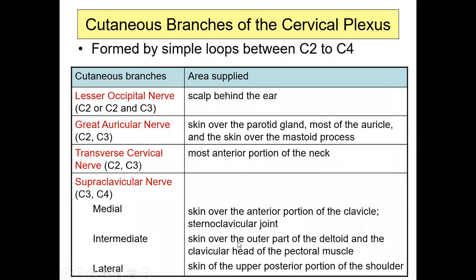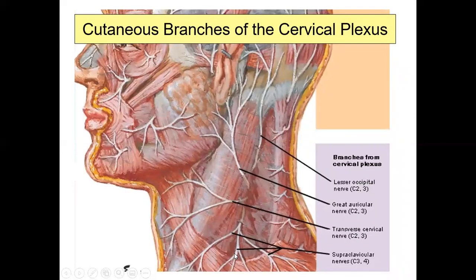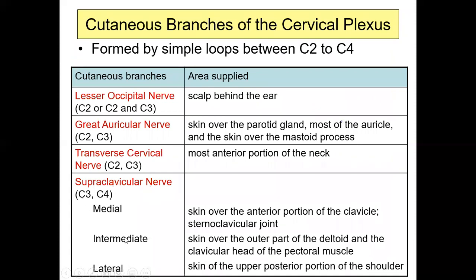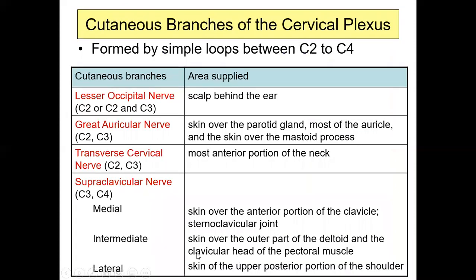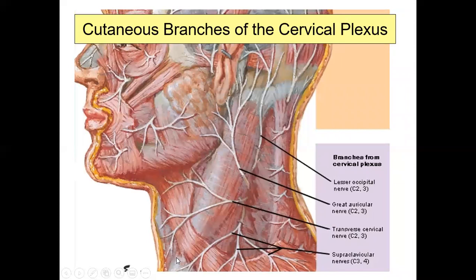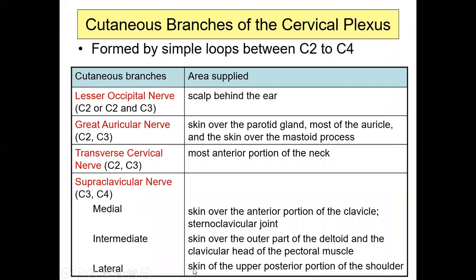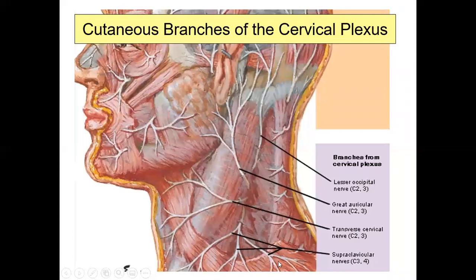And here we have the intermediate branch of the supraclavicular nerve. It supplies the skin over the outer part of the deltoid muscle, and also the clavicular head and the pectoral muscle. And for the lateral branch, it supplies the skin of the upper posterior portion of the shoulder. This is the lateral supraclavicular nerve.